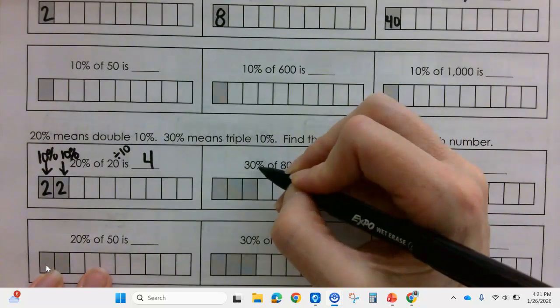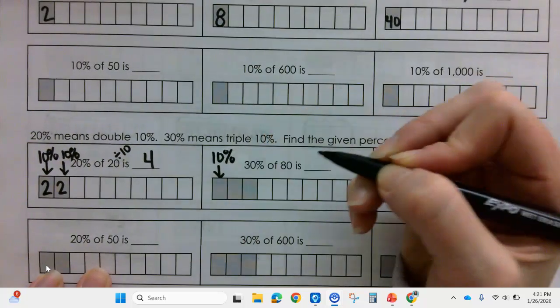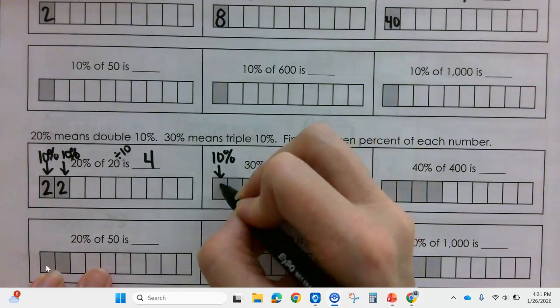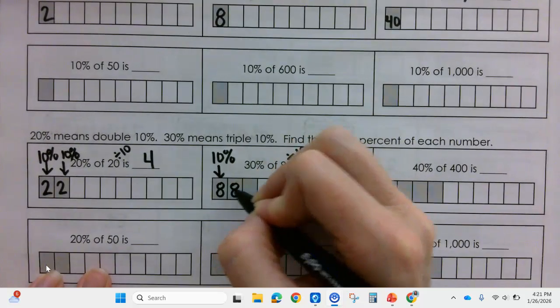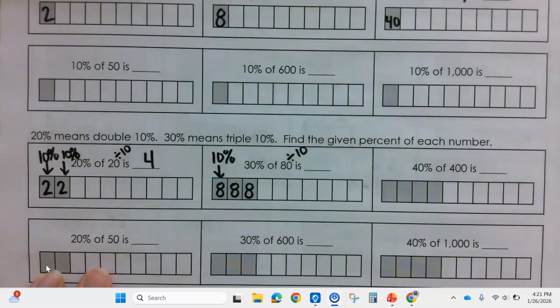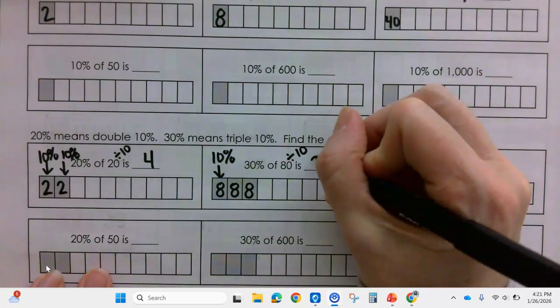So if we're trying to find 30%, let's start by finding 10%. So we're going to take 80, divide it by 10. That's 8. And 30% means we have 10, 20, 30%, or 3 boxes. So we're going to do 8 plus 8 plus 8, or 8 times 3, which is 24.